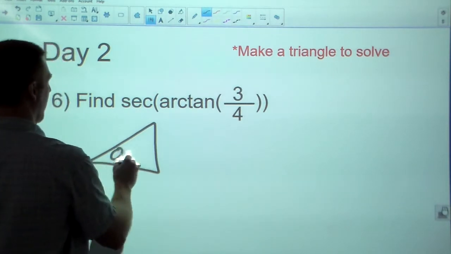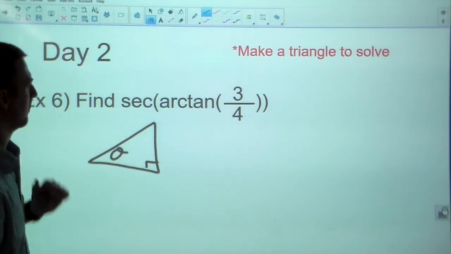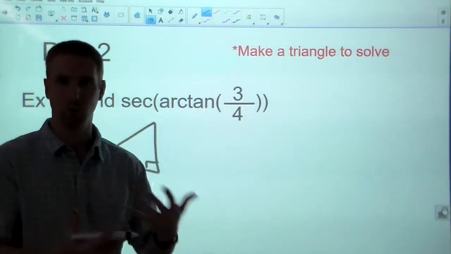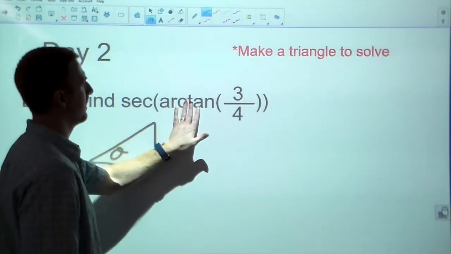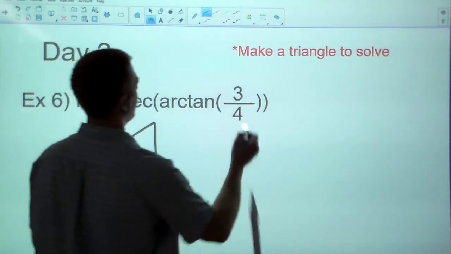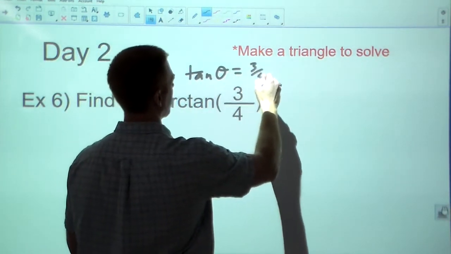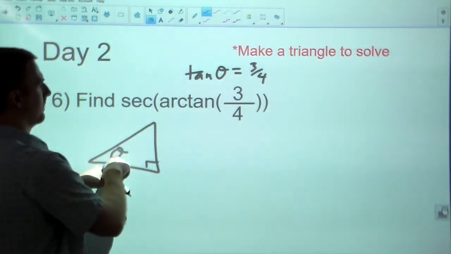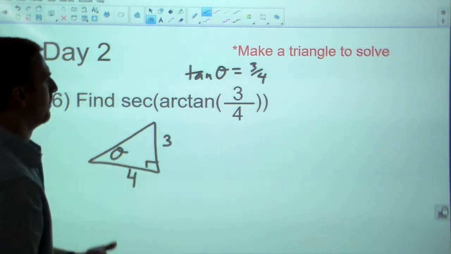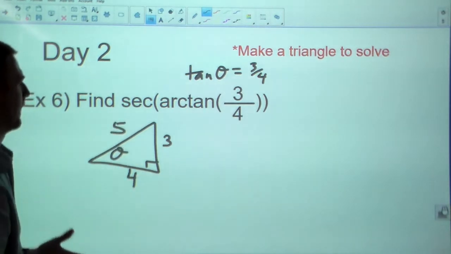Put your angle wherever you want. I usually just go ahead and put a right triangle there, put an angle right there, and then use your trig ratio to set it up the way it's appropriate. So if we're talking about arctangent of a ratio, then that means tangent of some angle is 3 over 4. So tangent of this angle would be opposite over adjacent. And if you do Pythagorean theorem, or you recognize the Pythagorean triple, that hypotenuse has to be 5.